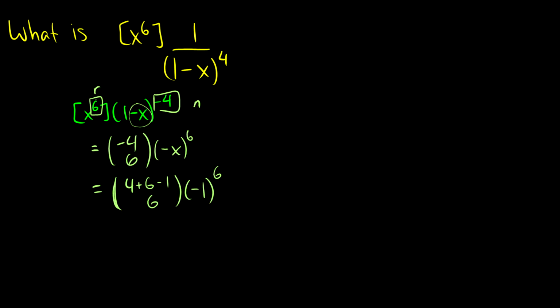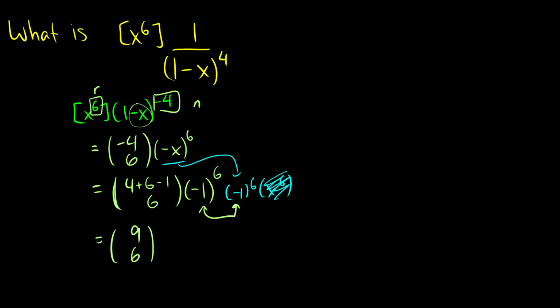And we'll split up this negative x into negative 1 to the 6th times x to the 6th. Because we're looking only at the coefficient, we really don't need this x to the 6 here. That's not really important. You'll also see that we have a negative 1 and a negative 1 canceling each other, because a negative times a negative is a positive. So our end result really is just 9 choose 6. So the coefficient of x to the 6th in 1 over 1 minus x to the 4 is just 9 choose 6.